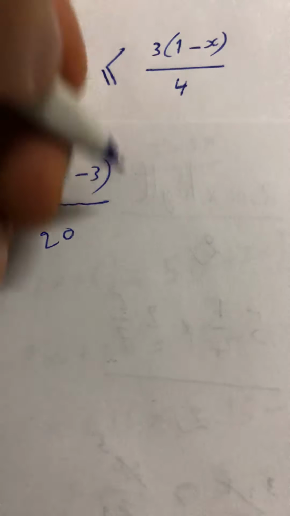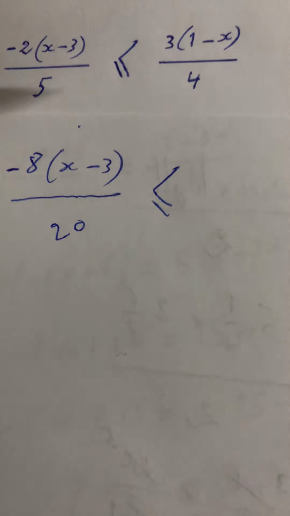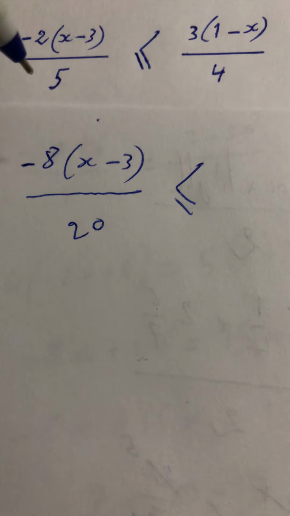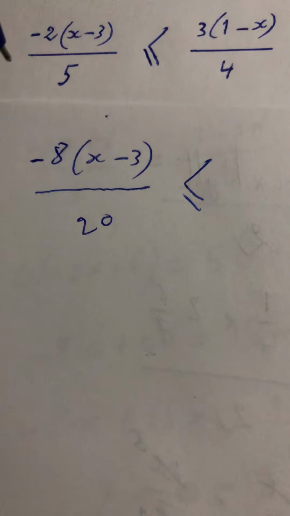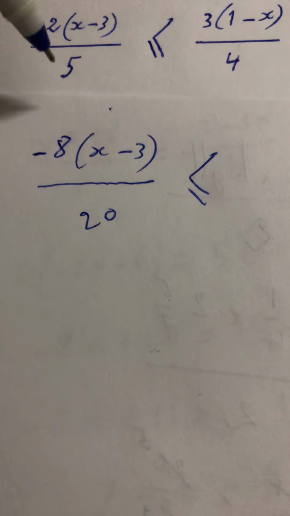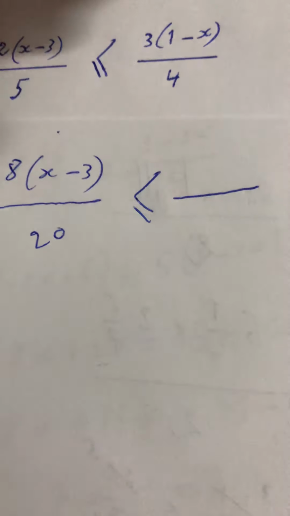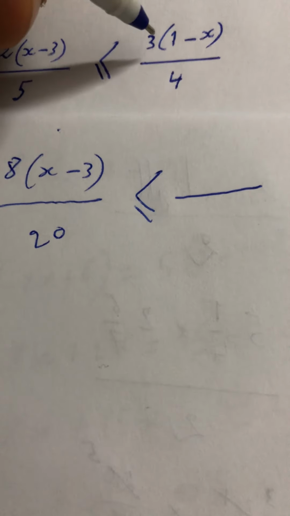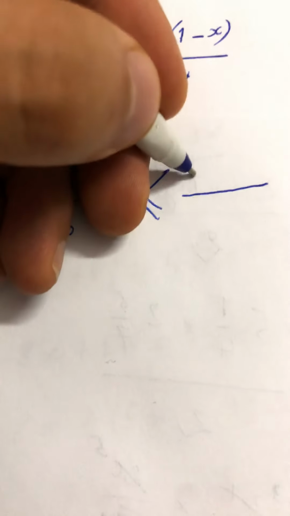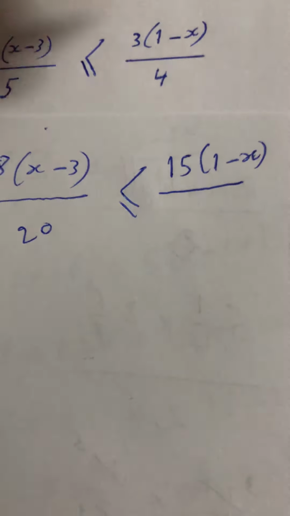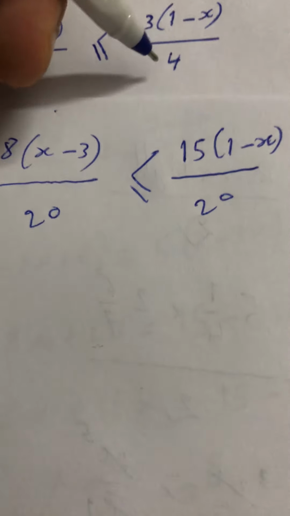Less than or equal. I keep the order here. I cannot change the order because I multiplied already by a positive number. I multiply by 4, 4 is positive, so I keep the order here. Now multiply by 5, 5 times 3, 15, times (1 minus x). And this is 20, because times 5.